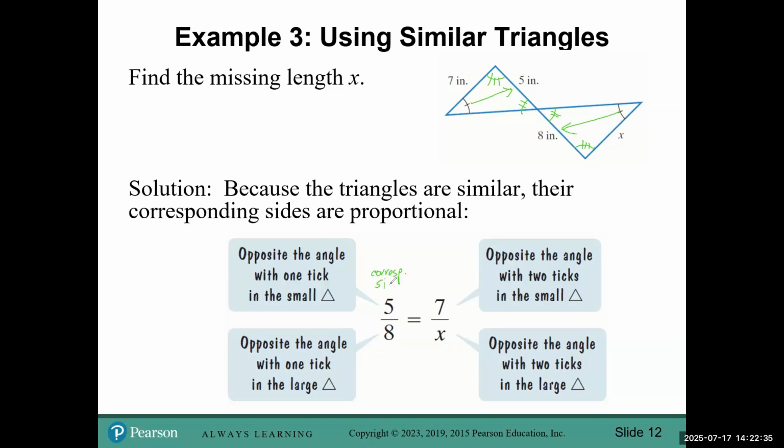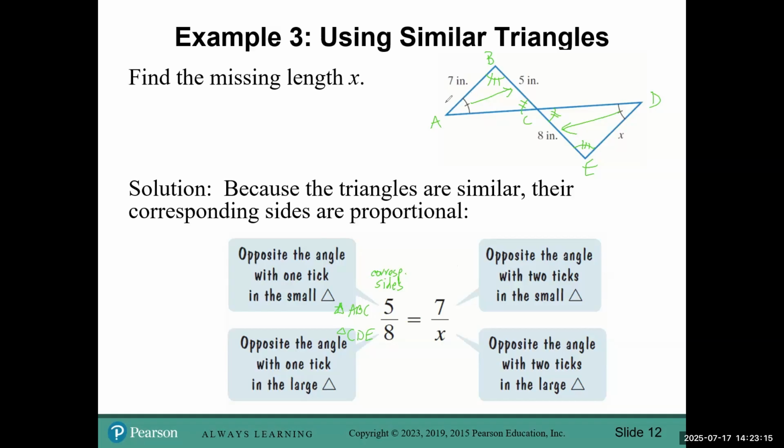Actually, they're corresponding sides, aren't they? And this one, we'll call this triangle ABC, and this one will be CDE. So side 5 is part of triangle ABC, and the side that's 8 inches is part of triangle CDE. And so when I do this comparison, I need to make sure that I'm comparing sides from the same triangle. Both need to be in my numerator. So these are 2 corresponding sides, 5 and 8.